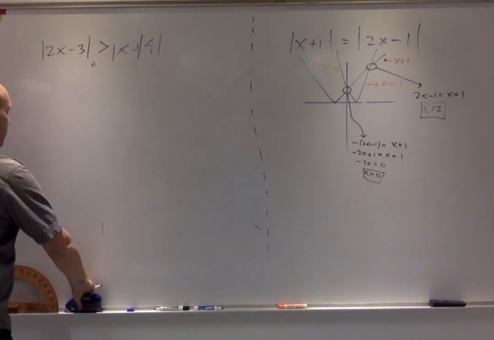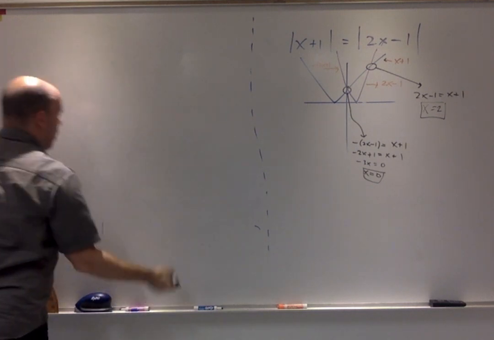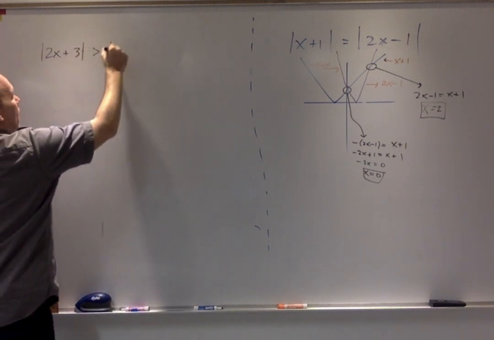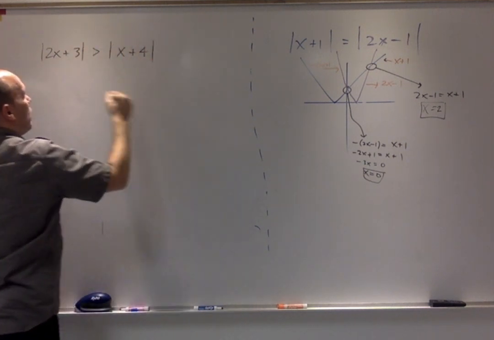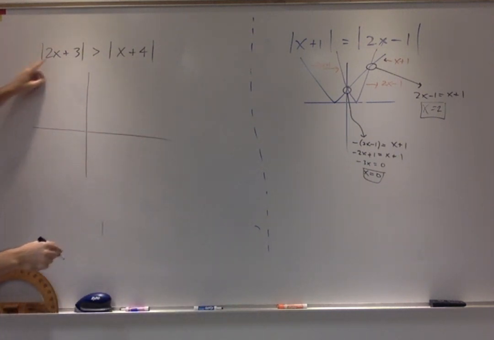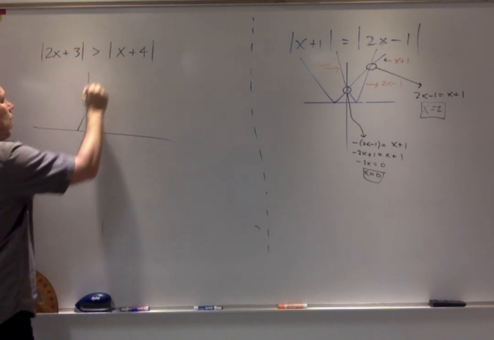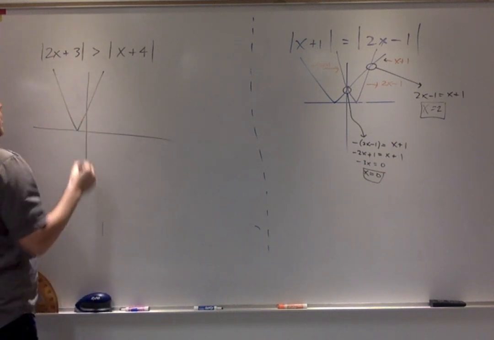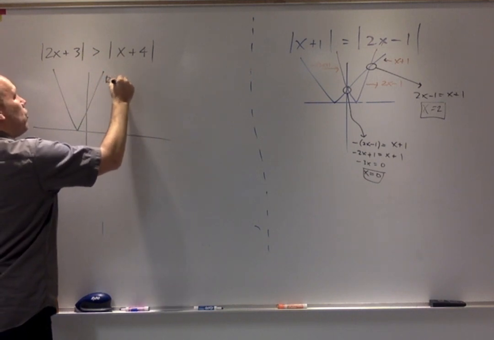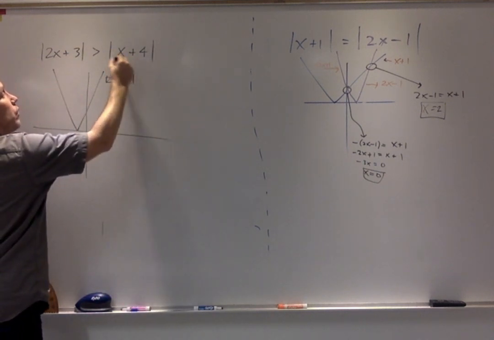Okay, the absolute value of 2x plus 3 is greater than the absolute value of x plus 4. So let's get the graph down. We know that this one to the left is skinnier, so it kind of looks like this. And this is the absolute value of 2x plus 3. And then we look at the absolute value of x plus 4.